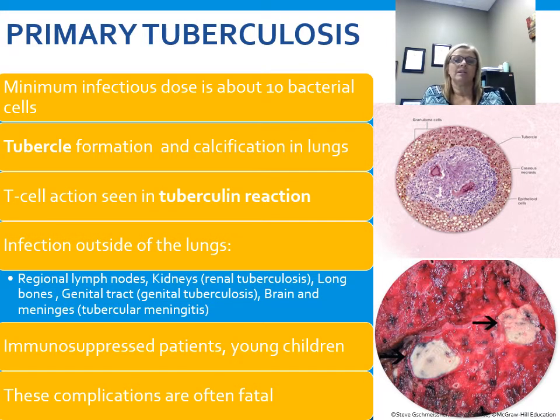And so your T cells, during a tuberculin reaction, can be used as a diagnostic tool, and this is how we do the TB skin test. If you have an infection outside of the lungs, you can have regional lymph node swelling. You can have renal tuberculosis when it gets in your kidneys. It can affect your long bones and the genital tract. You can actually have genital tuberculosis. You can have tubercular meningitis. You will see this in patients that are immunosuppressed and sometimes young children. Complications here can often be fatal.